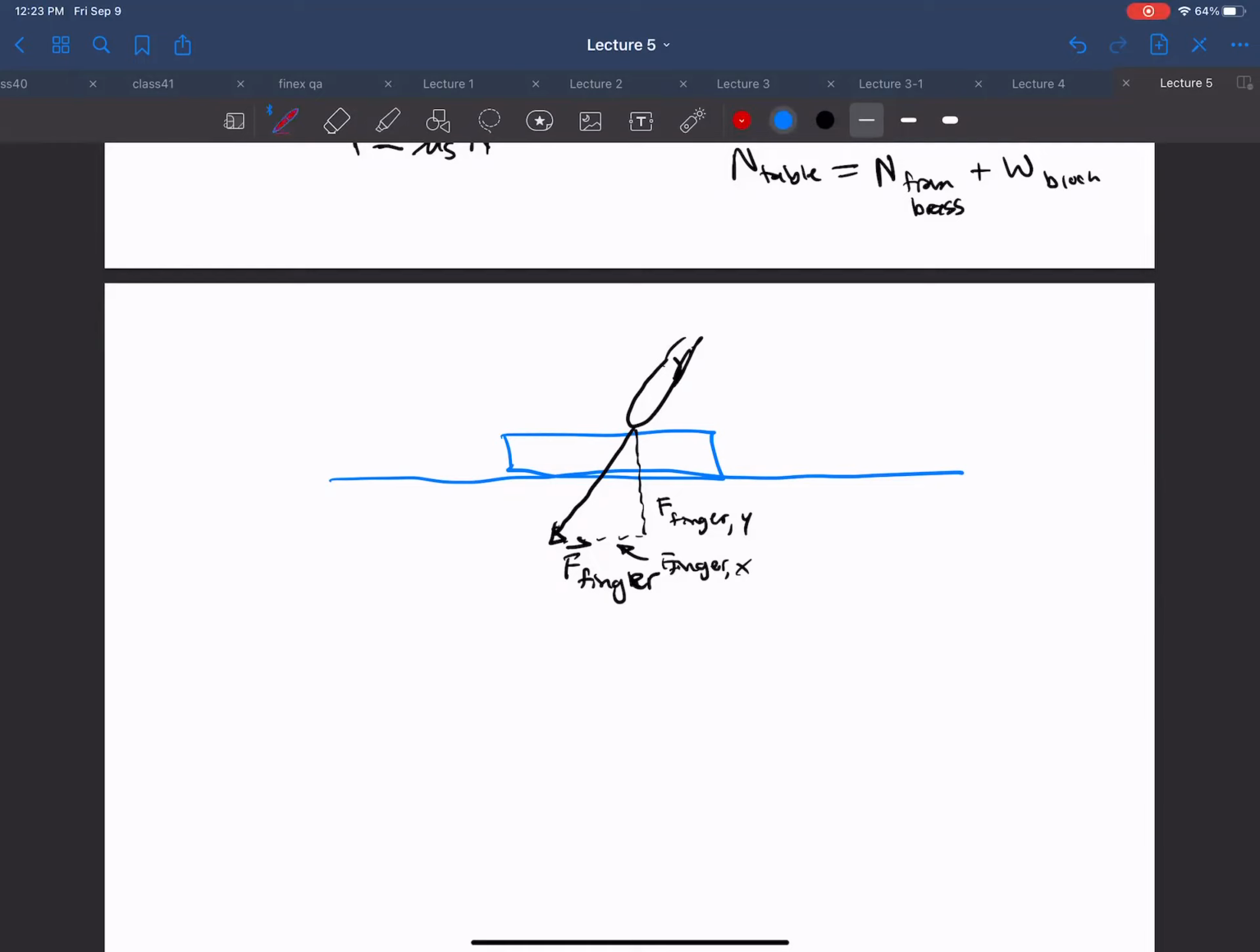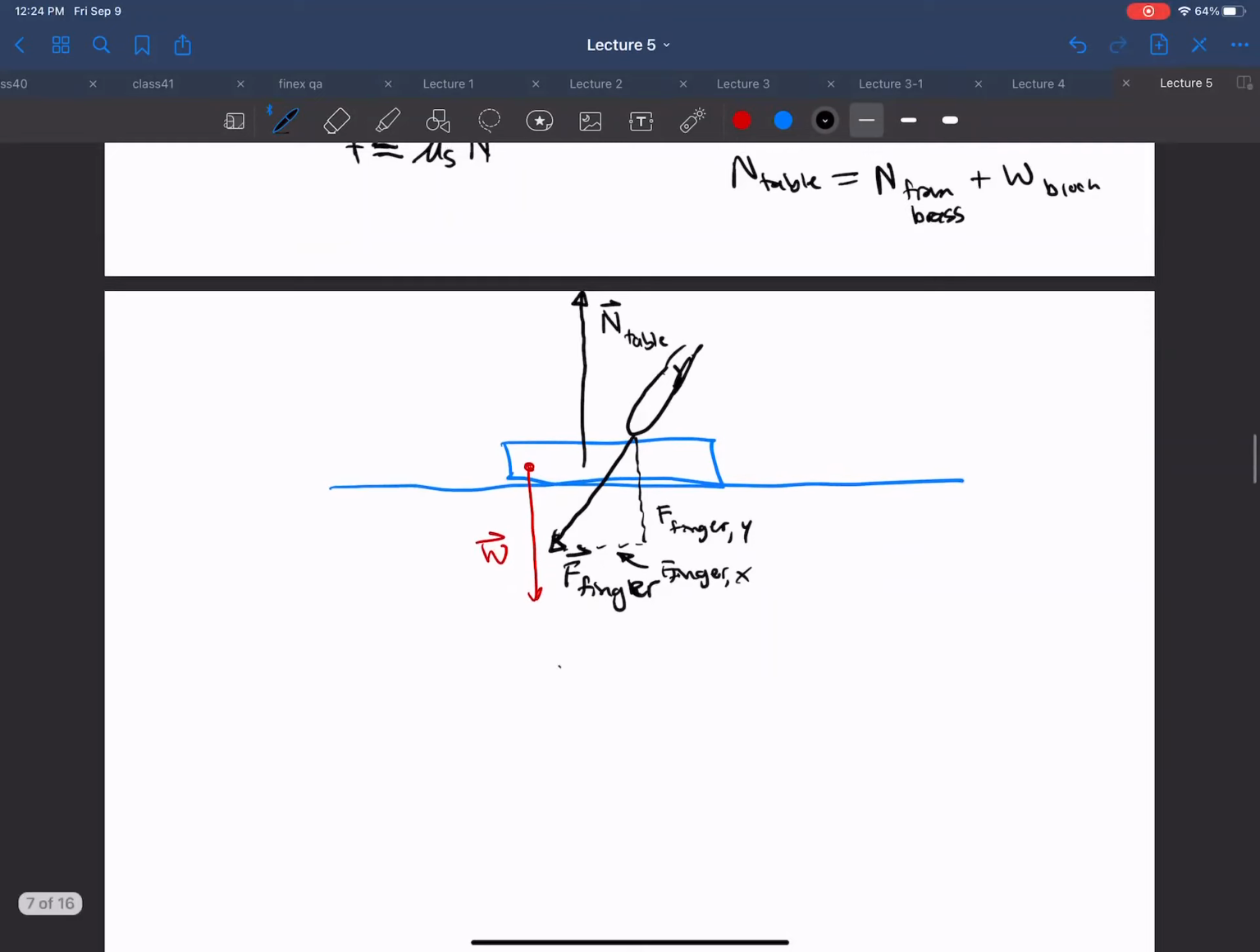Not quite. So let's add in the weight force first. Right, so there's a weight force downward like this. And now there is a normal force from the table, but it's not just equal to the F finger Y. Instead, it's equal to, yes. So the normal force from the table would be upward like this. And maybe I'll explicitly say from table. So that the normal force from the table, that's the only upward force in the problem, is going to have a magnitude that's equal to the weight plus the Y component of the finger force.